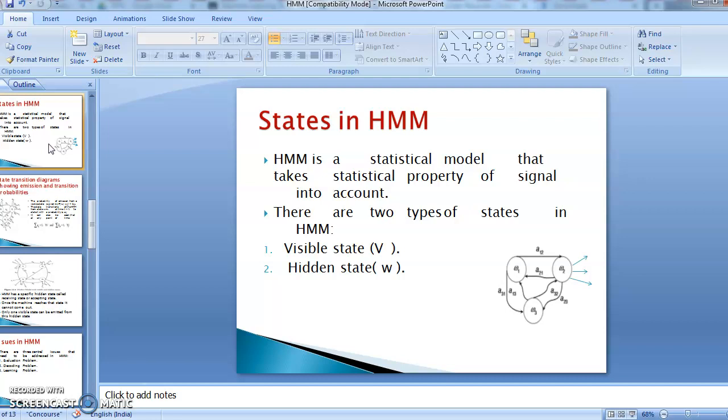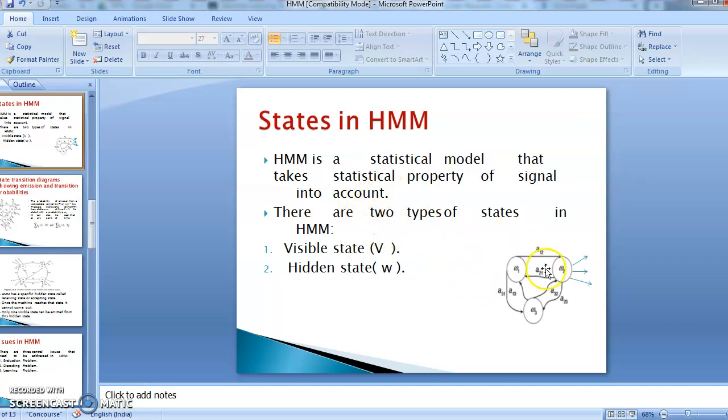In a simple word, the hidden Markov model is a statistical model that takes the statistical property of the signal into account. Now, statistical property means what? Here we describe our hidden state or visible state with the help of some probability, and accordingly we find out the final probabilities. That's why the word statistic is used here.